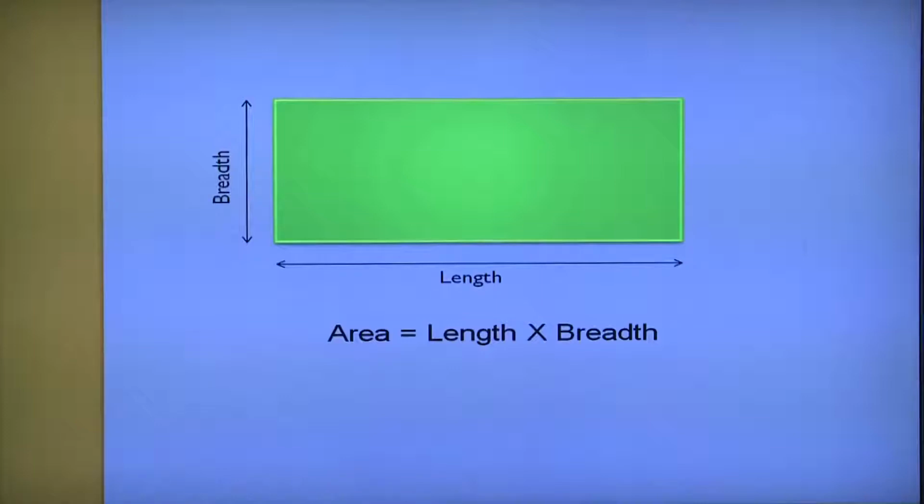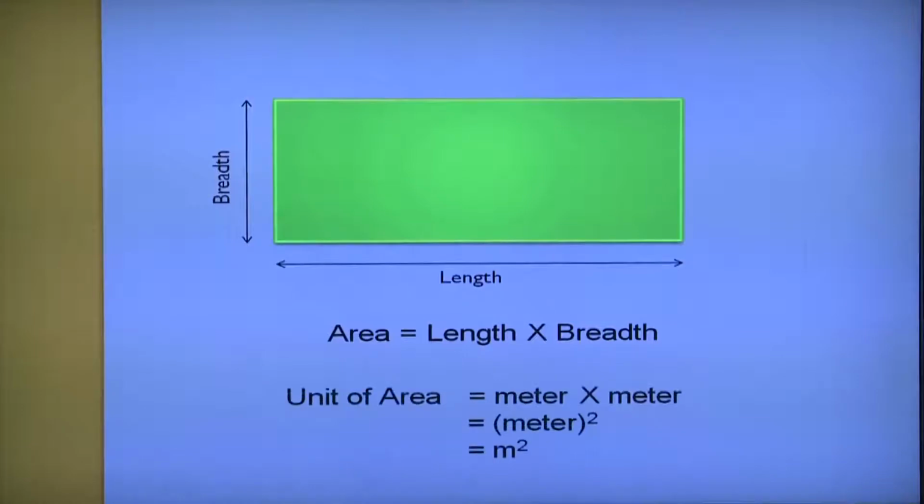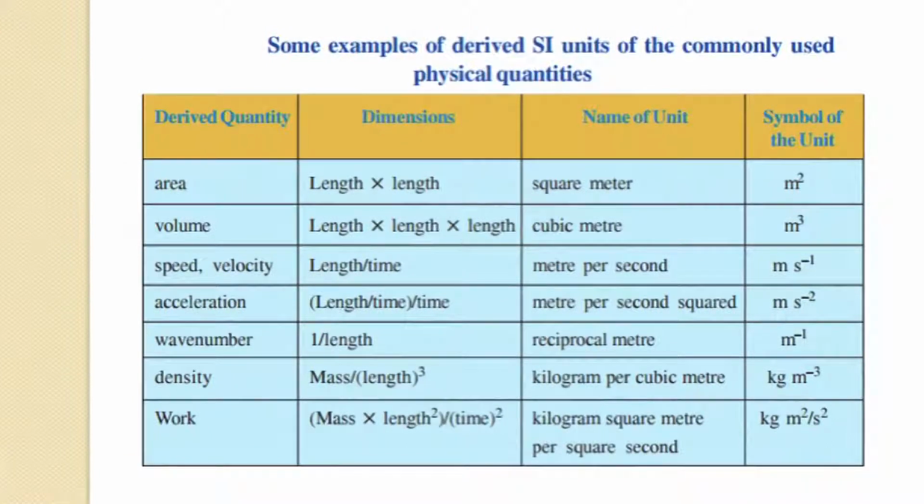units of the base physical quantities as unit of area equal to meter into meter, that is meter to the power 2, that is m squared. Thus, the SI unit of area is m squared and is pronounced as squared meter. Similarly, you can check that volume would have SI unit as cubic meter, which is given as m to the power 3. The screen shows some simple examples of the derived SI units of the commonly used physical quantities.